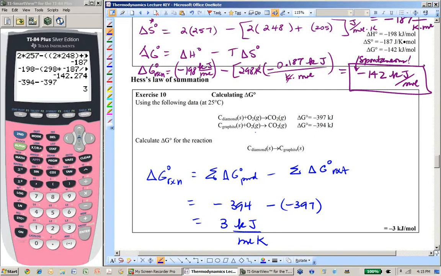Double checking. Nope, it comes out positive, so that should read positive 3 kilojoules per mole. Because yeah, graphite going to diamond is spontaneous. So diamond going to graphite, thankfully, is not.